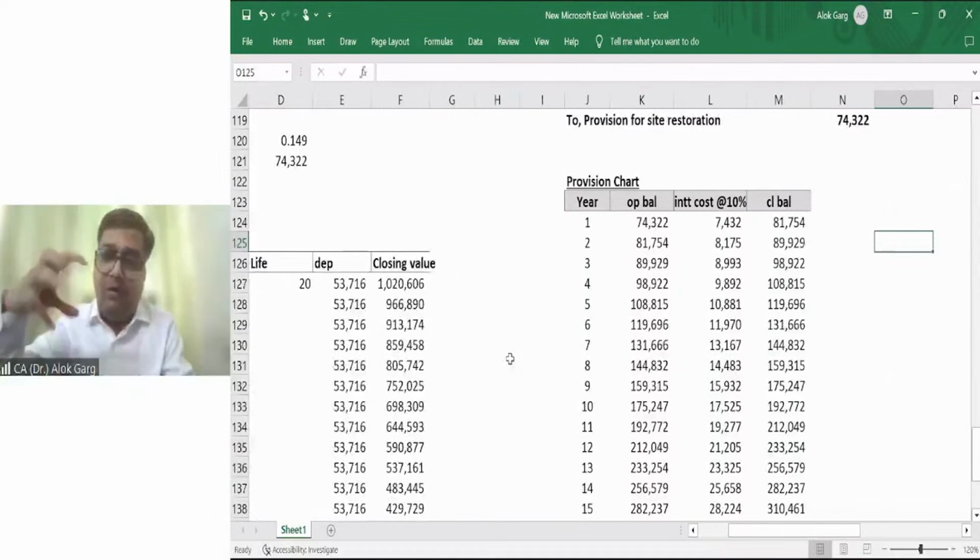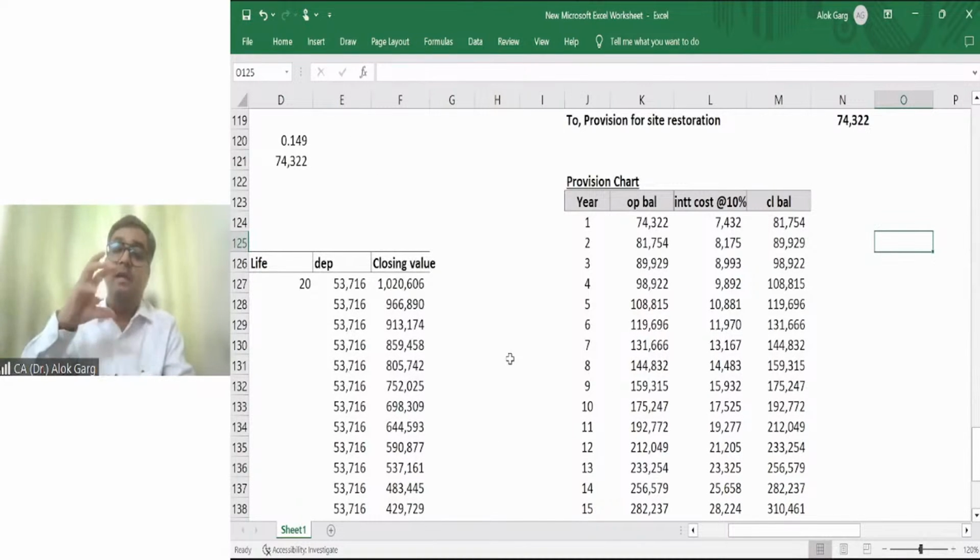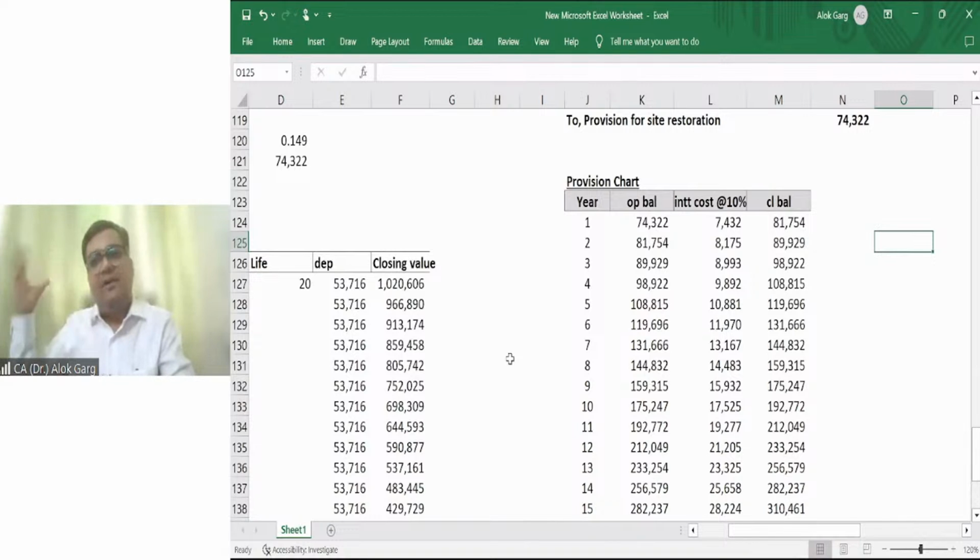And this 74,322, if you deposit in the bank today, it will give 5 lakh rupees after 20 years. It means you have considered a liability of 74,322. You have to make it 5 lakh in 20 years. How will you make this liability 5 lakh after 20 years? You will increase your liability. And what will be the accounting entry? Interest expense account debit to liability account.